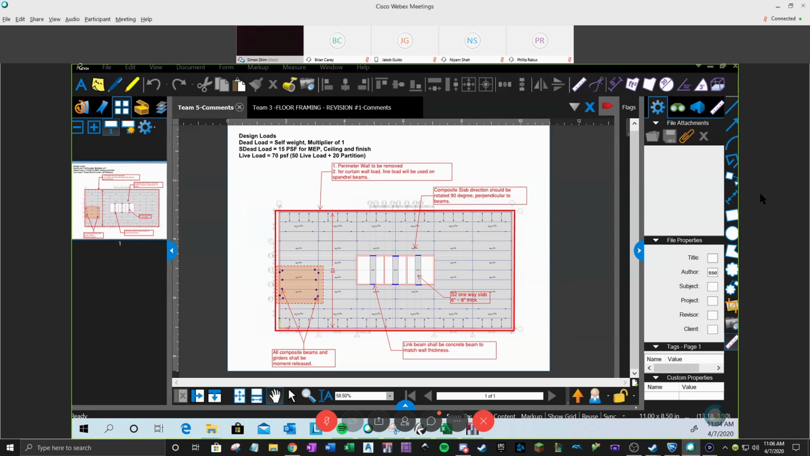So let's use a different color. So this is the girder, right? So this is clear.